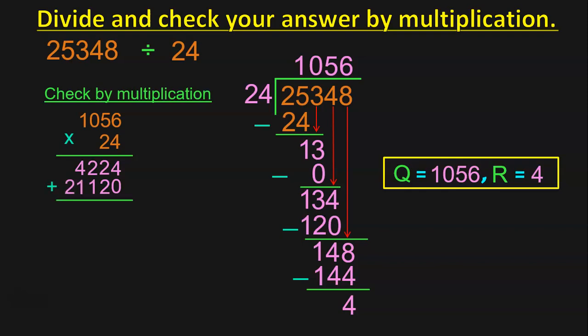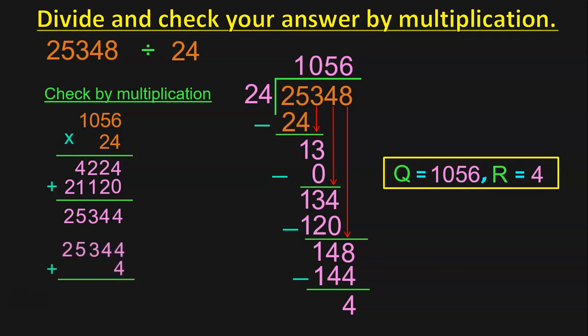Now add these two products. 4 plus 0 is 4. 2 plus 2 is 4. 2 plus 1 is 3. 4 plus 1 is 5. And 2 will be taken and written down just like that. So you get the answer to be 25,344. But this is not the dividend, right?